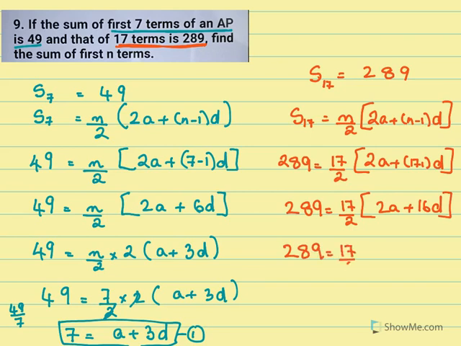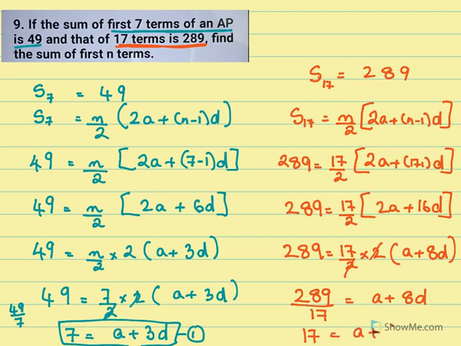289 equal to 17 by 2. I remove 2 common out here. So we have a plus 8d. The 2 cancels, and then I bring the 17 down. So 289 over 17 equal to a plus 8d. 289 over 17 is 17. So 17 equal to a plus 8d. This is equation 2.